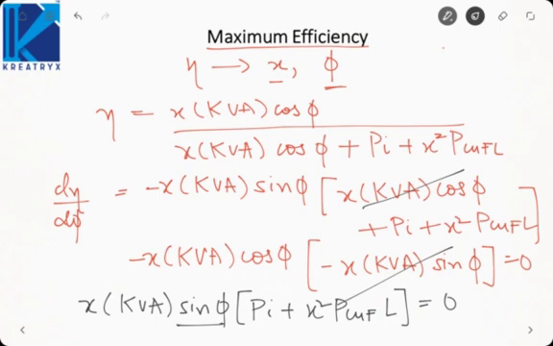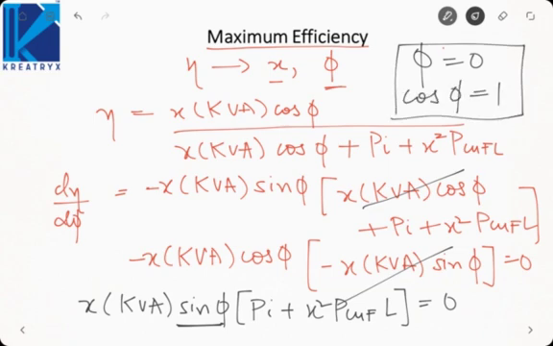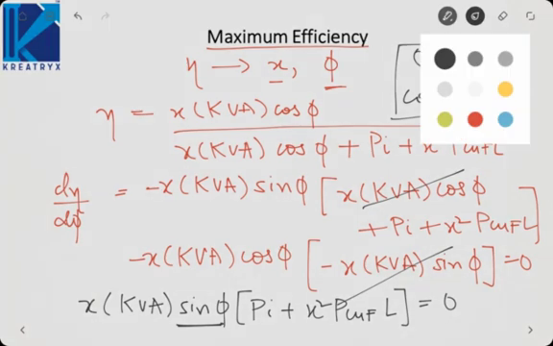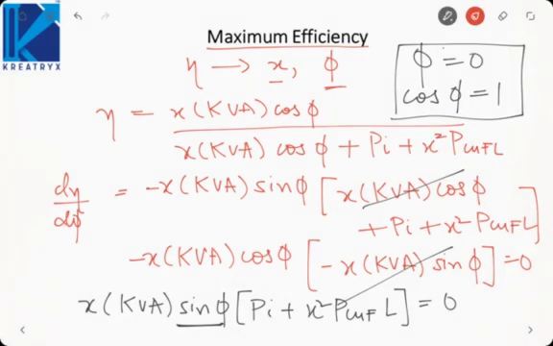So from this expression I can say sin phi is equal to 0, or phi is equal to 0, that is cos phi equal to 1. So maximum efficiency occurs at the unity power factor load. Okay. When we are varying the power factor, the maximum efficiency will be observed at unity power factor load. Next, let us try to maximize the efficiency with respect to x.